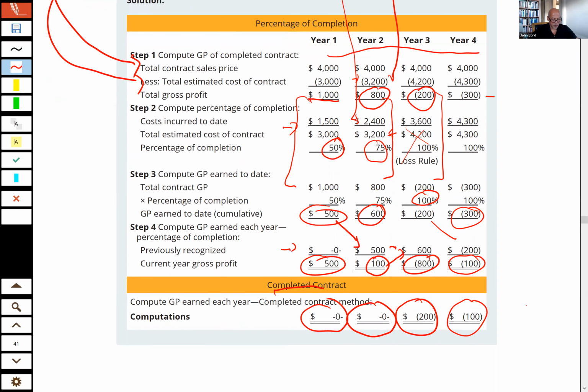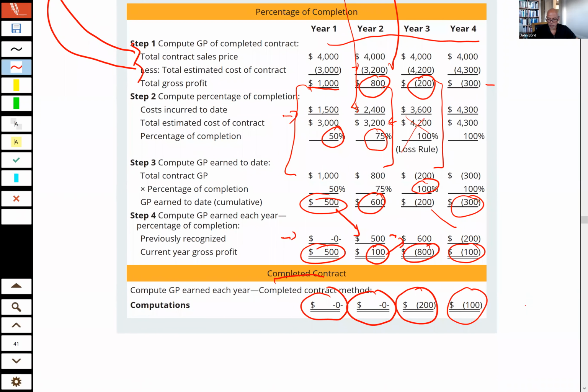Okay, in year 2, and I'm not going to go through every single one of these, but same thing. Now we think we're 75% done. We think on the entire contract, we're going to make a $600,000 profit, right? Mm-hmm. But we already took 500. Yes. So we're only going to take 100 to bring us up to the 600 that we think we've earned so far, right? Yes. They call that change in accounting estimate.